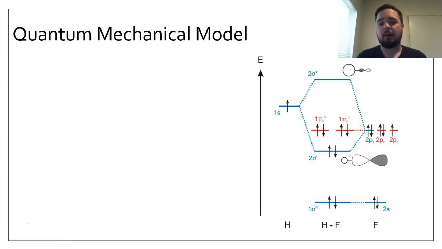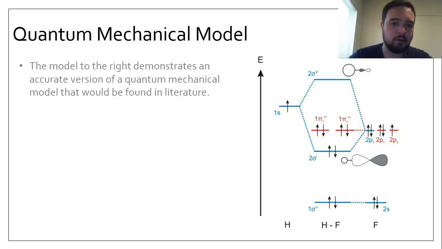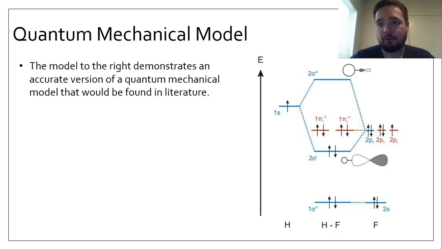So this is, again, like an advanced version of the quantum mechanical model, but I just want to show you what chemists and physicists do with this information. So this is a basic quantum mechanical model of the bonding between a hydrogen atom and a fluorine atom, and how those electrons are separated into different energies and stuff like that. So again, the model to the right demonstrates an accurate version of the quantum mechanical model that you could find in literature, textbooks, stuff like that.